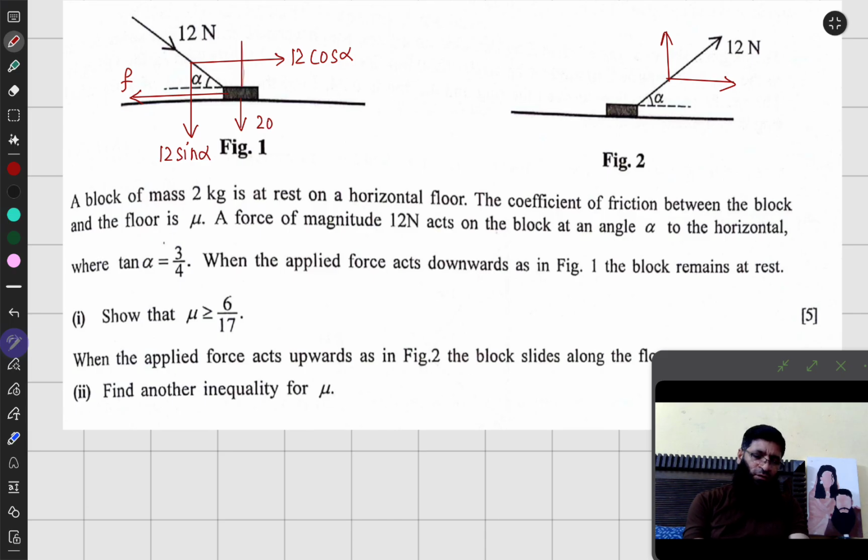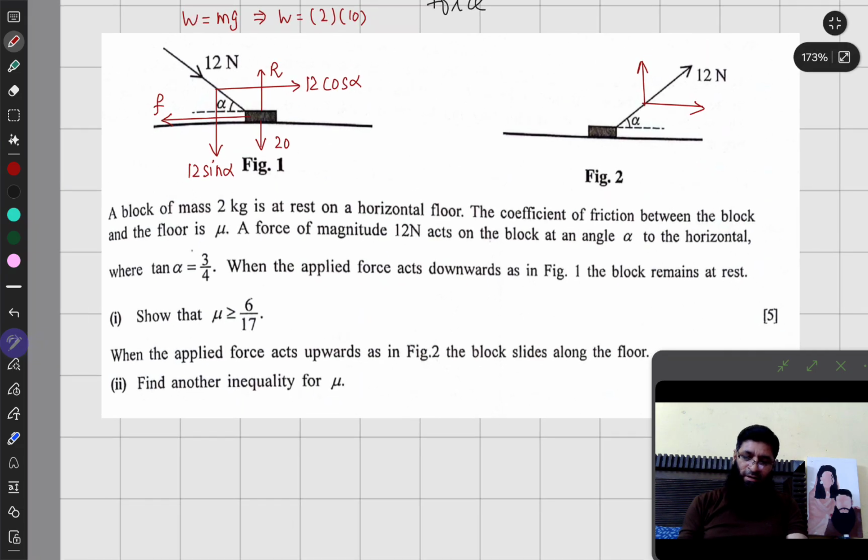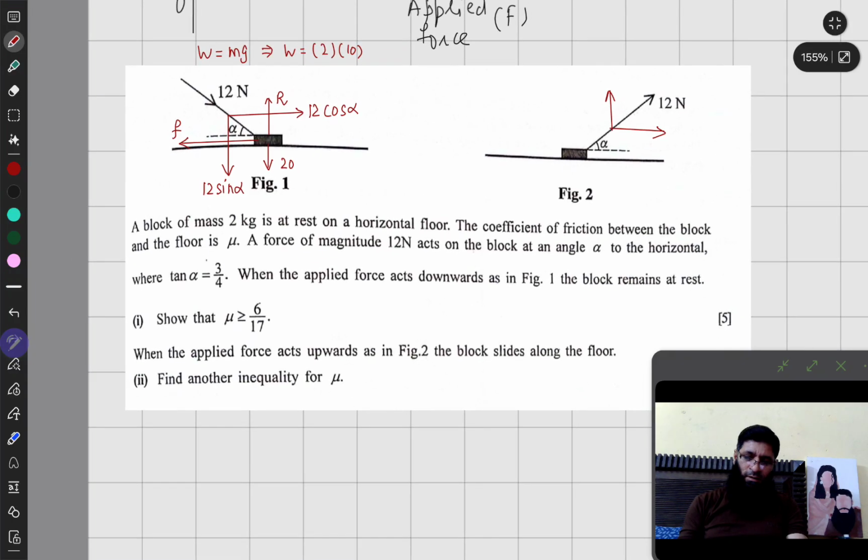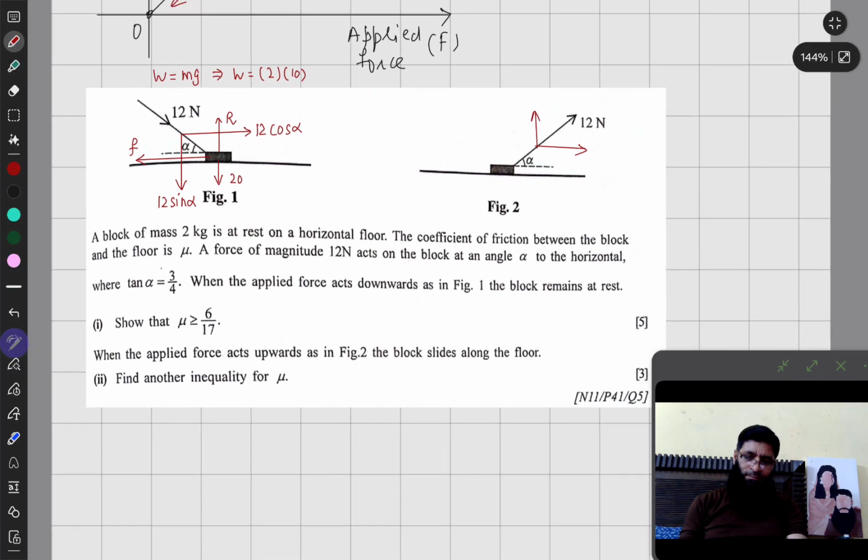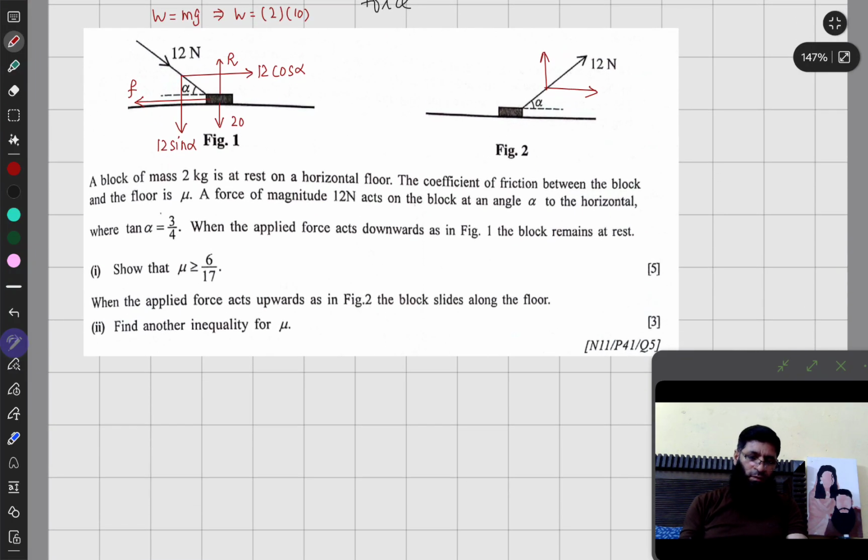Plus, this will be the normal reaction. So these are the forces which can be used in this diagram. This is a complete force diagram for figure 1. Now we can see that the block remains at rest. It is given in the statement that the block is at rest. It means that the block is in the state of equilibrium.